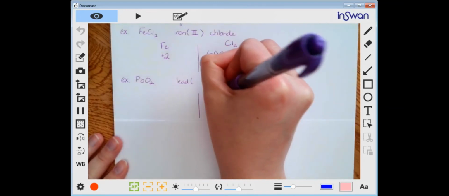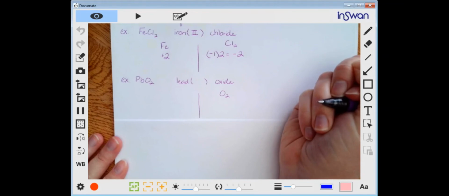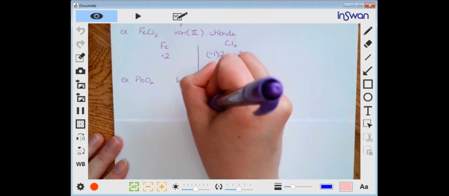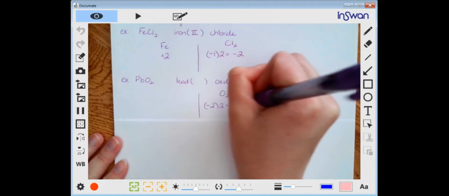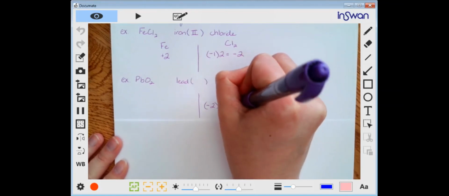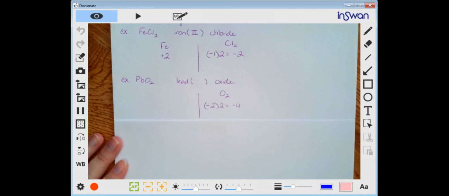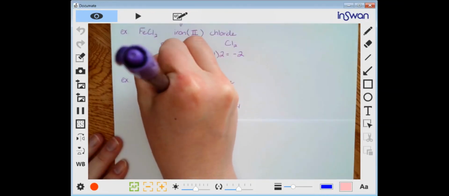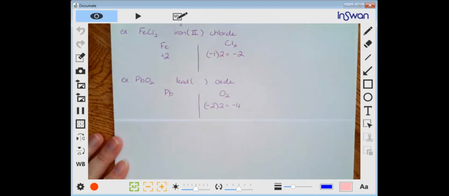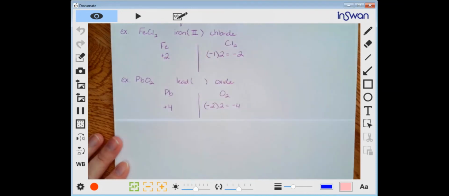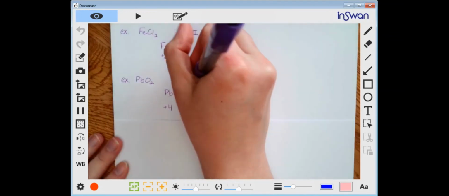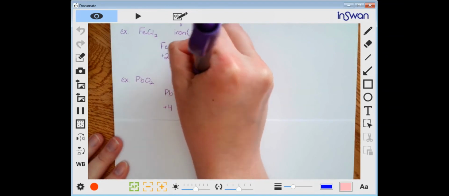So let's figure out the charge for that. So I have O2. Well, I know that for oxygen, I have a -2 charge, and I have 2 of them. So I know that means that I have -4. Okay, so for my lead, I know I have to have charge balance, so I have to have +4. And since I only have 1 lead, it must be +4. So that is the Roman numeral IV.